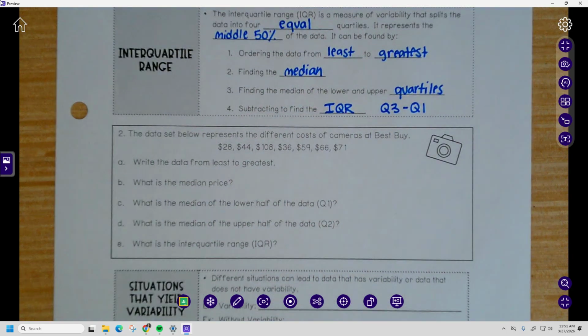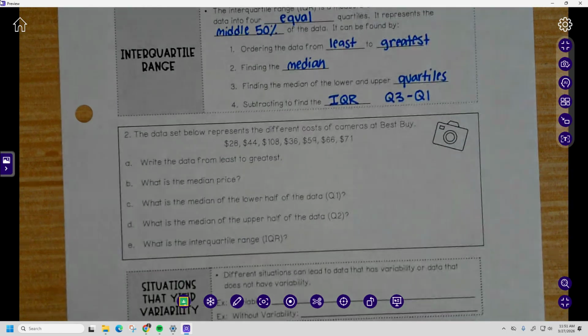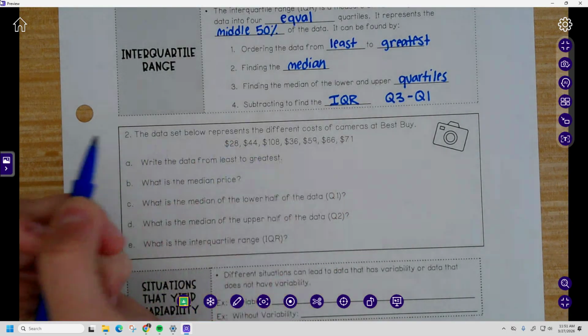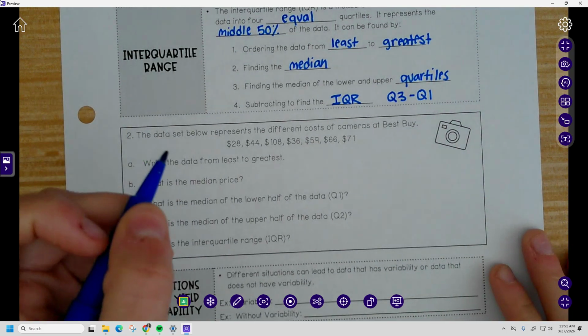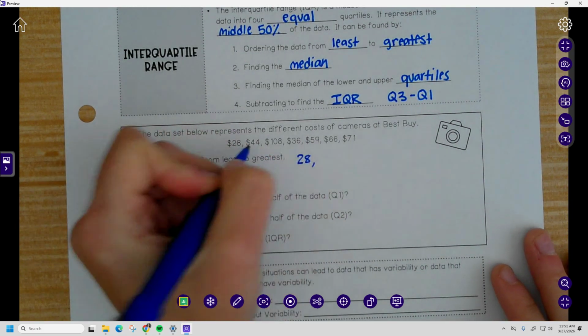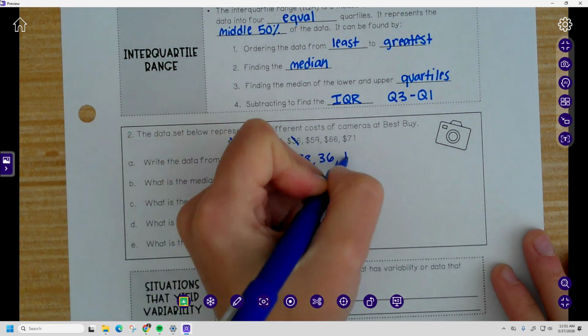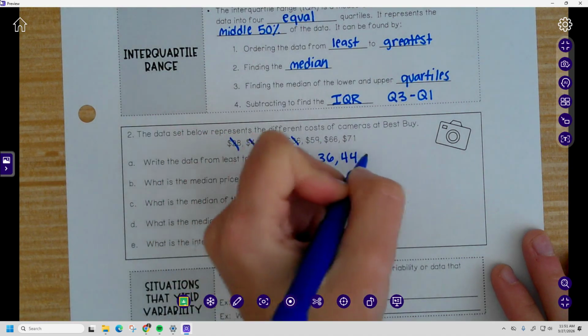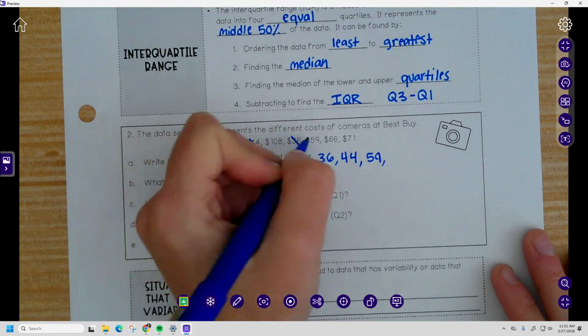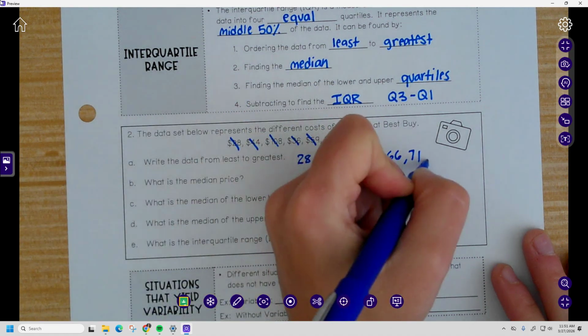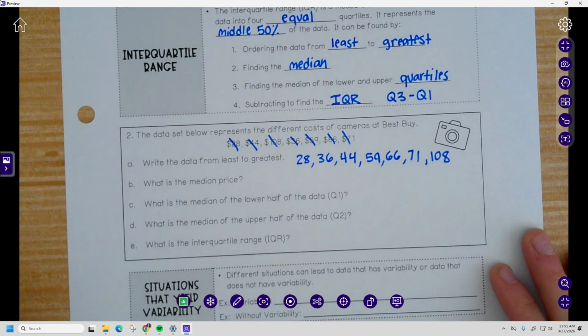All right, so let's try the example. The data set below represents the different costs of cameras at Best Buy. A says write the data from least to greatest. And there's 1, 2, 3, 4, 5, 6, 7 numbers. So make sure you don't miss any. I'm going to cross them off as I write them. All right, we got 1, 2, 3, 4, 5, 6, 7.